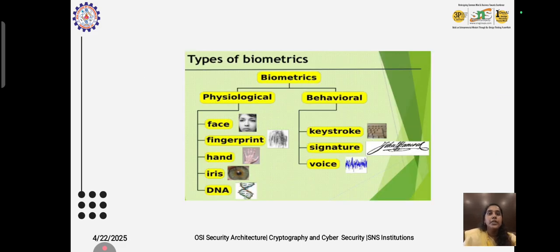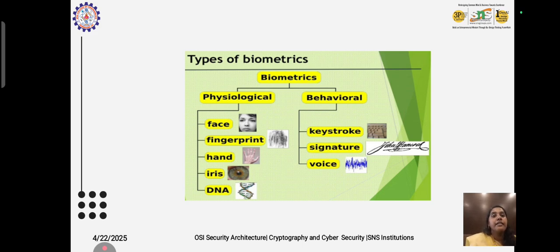Now let us see a few types of biometrics. Biometrics, in general, consists of physiological and behavioral types. First, physiological consists of face, fingerprints, hand, iris, and DNA. All of this comes under the physical. Whereas behavioral consists of keystrokes, signature, and voice. All of this comes under behavior.